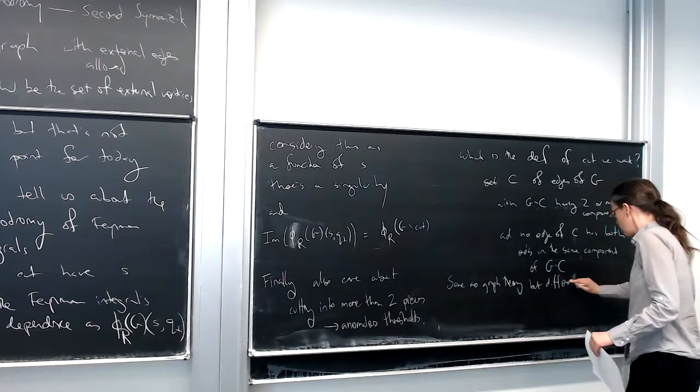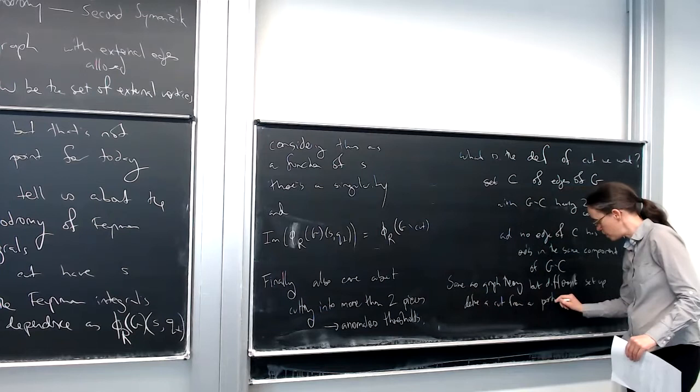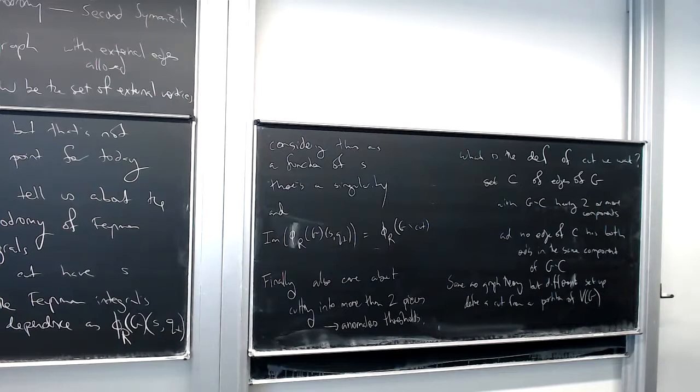There you define a cut as a partition of all vertices, a partition of all of G, and then the edges of the cut are exactly the edges that have ends in two different parts of the partition.